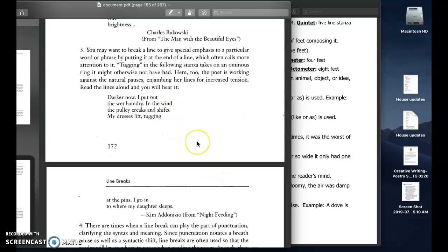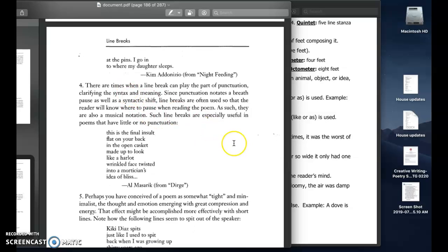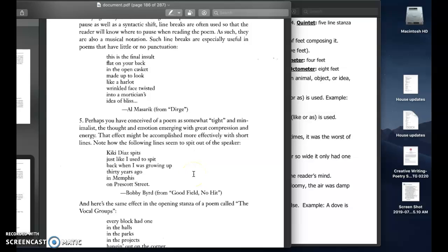So that's from Night Feeding, and you can hear where the tension and the emphasis lie. There are also times when a line break can play the part of punctuation and it clarifies syntax and meaning. Sometimes line breaks are really useful with poems that don't have a lot of punctuation, or sometimes no punctuation at all until the very ending of a poem. And sometimes you have a poem that's tight and minimalist, meaning that it's shorter, it doesn't have a lot to it, and so the thought has more compression and emotion that go with it.